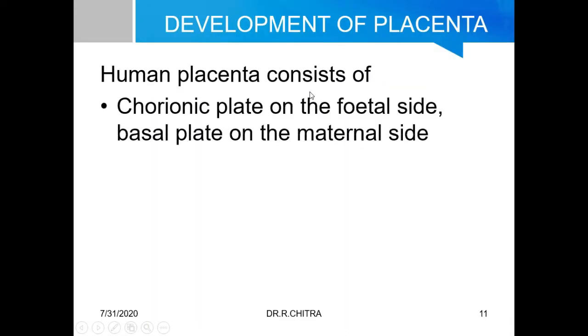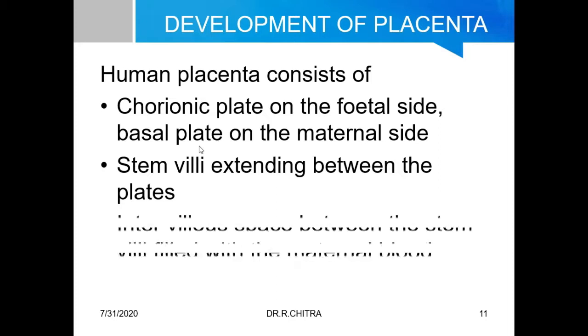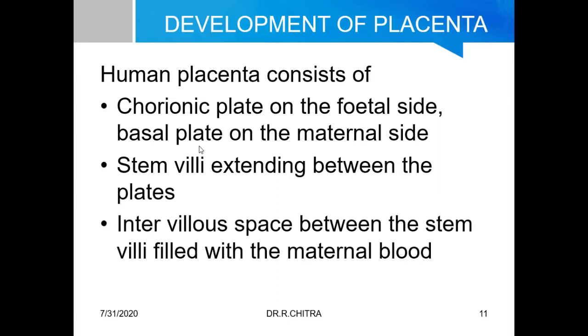The human placenta consists of the chorionic plate on the fetal side and the basal plate on the maternal side. This develops from the chorion, so it has been given the name chorionic plate. It is developing from the decidua basalis, so it has been given the name basal plate on the maternal side. In between these two plates, stem villi extend between the two plates, and in between the stem villi are intervillous spaces filled with maternal blood.